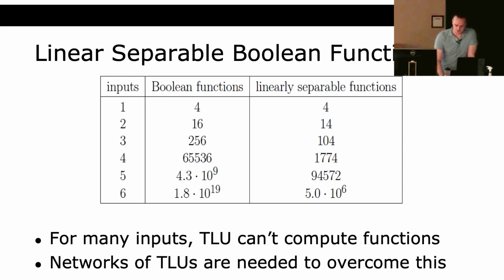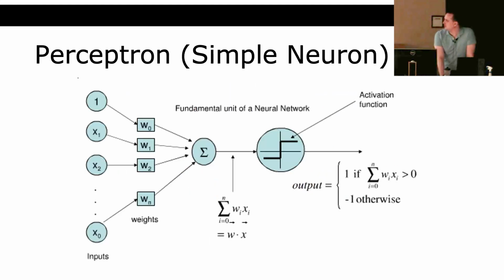But TLUs aren't what we use nowadays. We use neurons, or artificial neurons. The first form of artificial neuron, which was one step up from a threshold logic unit where we had binary inputs, would be the perceptron. The perceptron would be the fundamental unit of early neural networks. Instead of Boolean inputs, we have real valued inputs. Ignore this one for right now. I'll talk about what that is in a second.